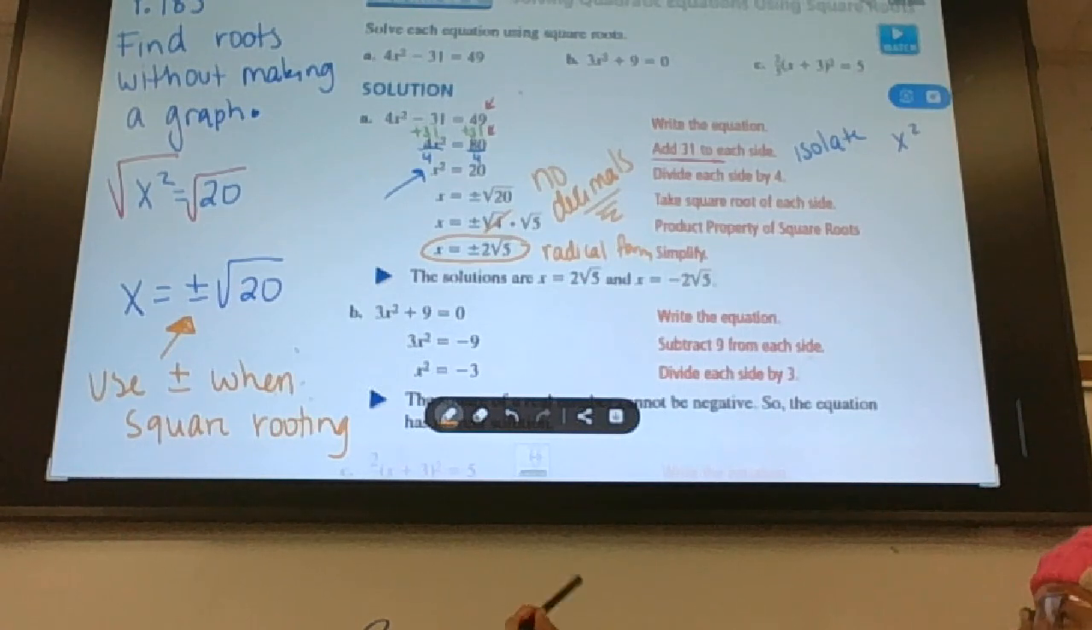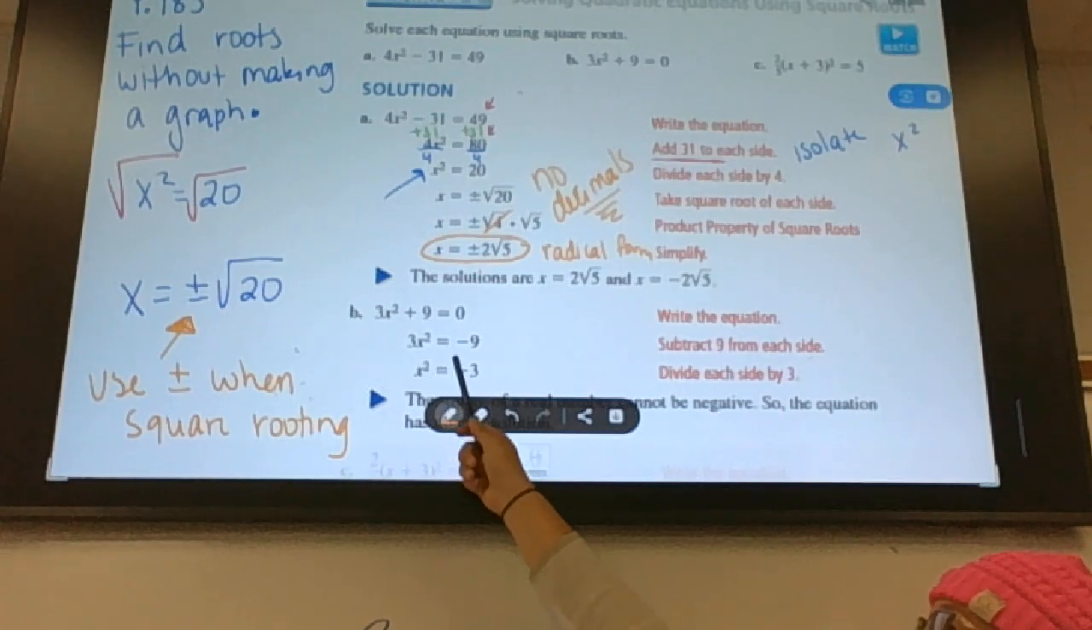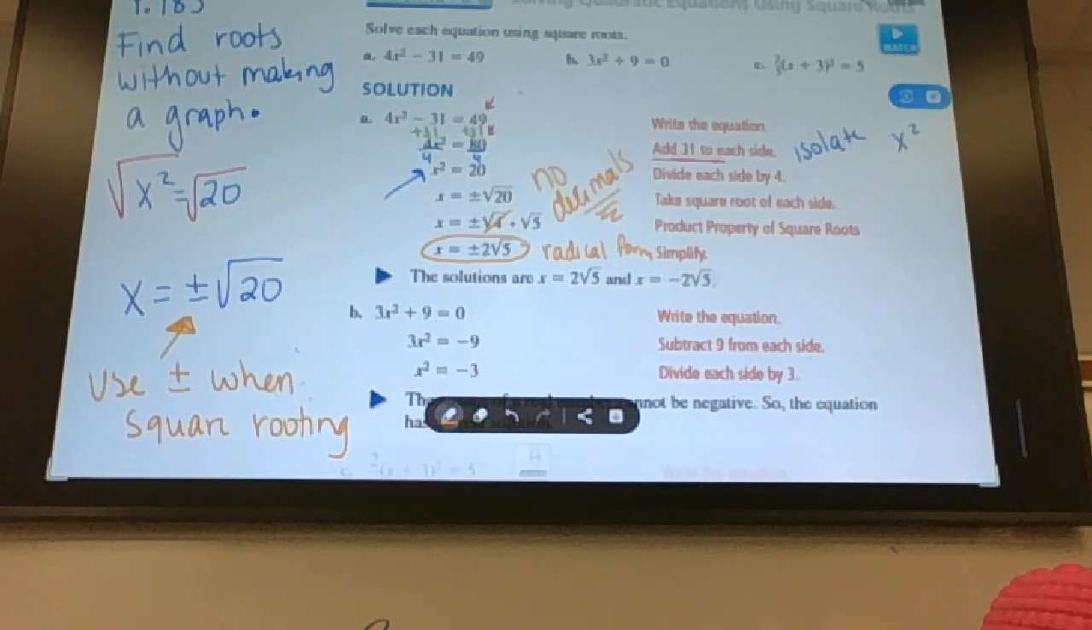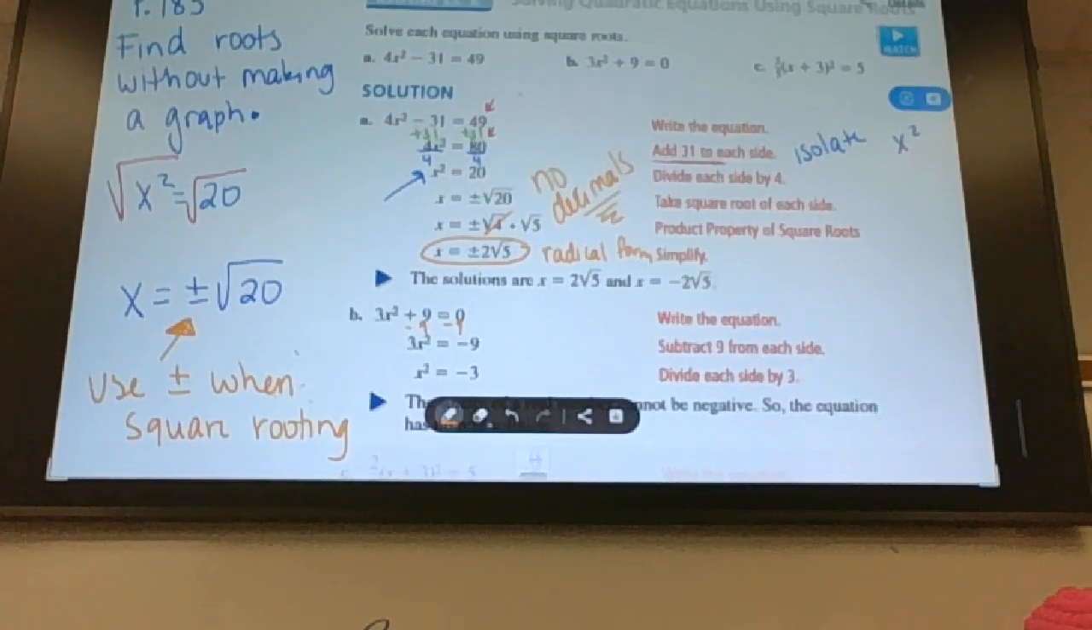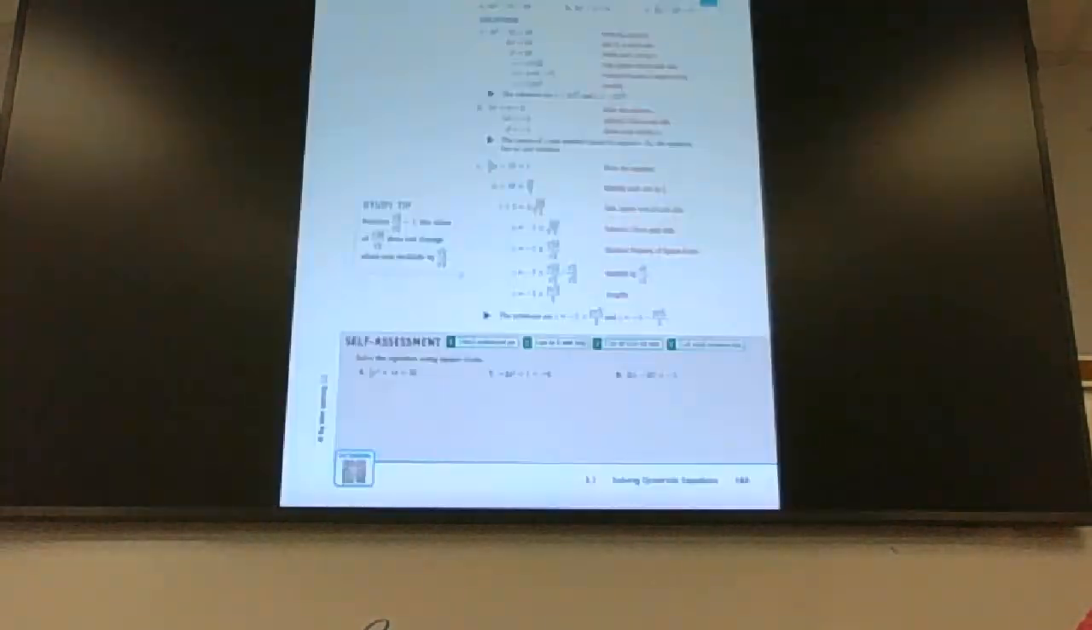Okay, read letter B. I have a toolbar here in the way, but it's minus 9, subtracts 9, and then it divides by 3, and it's a negative 3. It says that you can't square root a negative, so that's no real solution. Is everybody good? All of these things are about to disappear. Is everybody good? There we go.